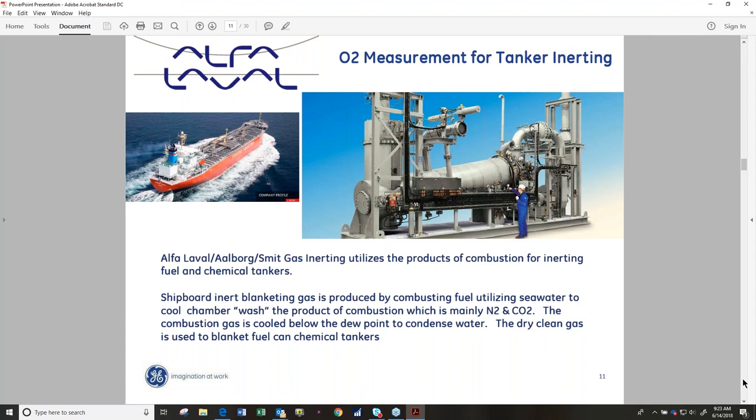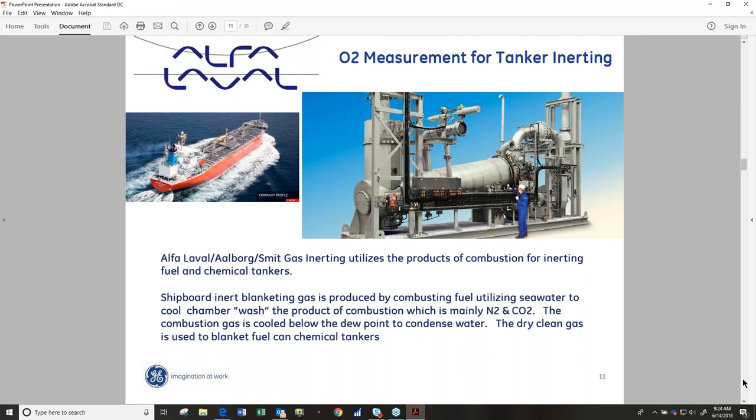So I think it's sort of best illustrated by just giving a couple of case studies. One of our customers is Alfa Laval, which is formerly Alaborg or Smithgas, and they provide inerting systems for tankers. And what they use is the product of combustion from their engines, which is mainly CO2 and nitrogen, and they clean it up using seawater as a coolant and condense out all of the soot and contaminants, and then they use that clean product of combustion to blanket the oil bunker or the oil tanks on shipboard.